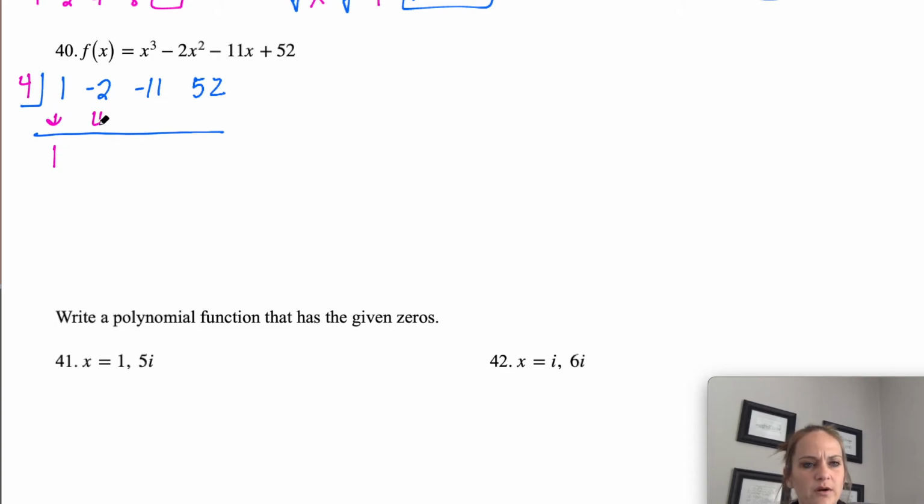For 4, that's not negative. It should be positive. Should give me 2. That gives me 8, negative 3. That's not going to give me 52. So that's not going to work.